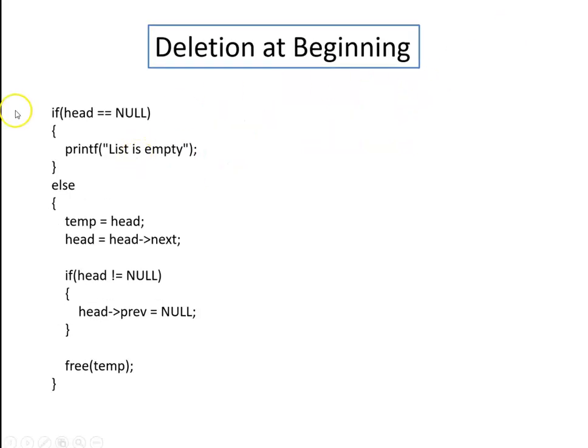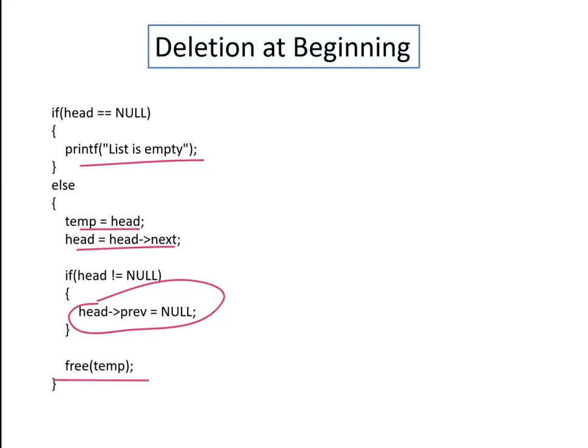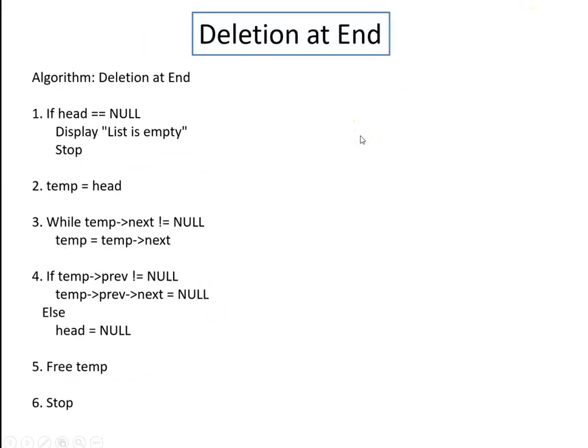Let's understand how to code deletion at the beginning. If head is equal to null, yes, obviously head is equal to null means the list is empty. You cannot delete from an empty list. Else, what should you do? Assign temp is equal to head. Move the head to the next node. And if head is not equal to null, yes, obviously head will not be equal to null. So head's previous is made null because this is going to be the first node now. And free temp. Temp points to the previous first node which is getting freed, deleted. That's it. Deletion at the beginning is over.